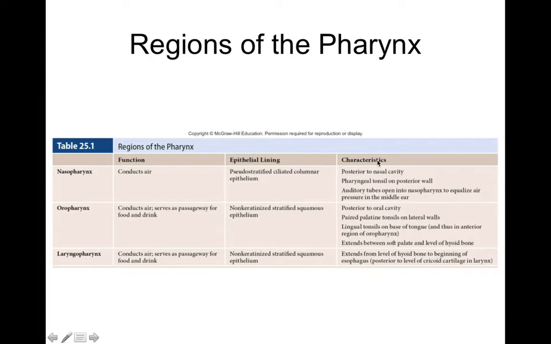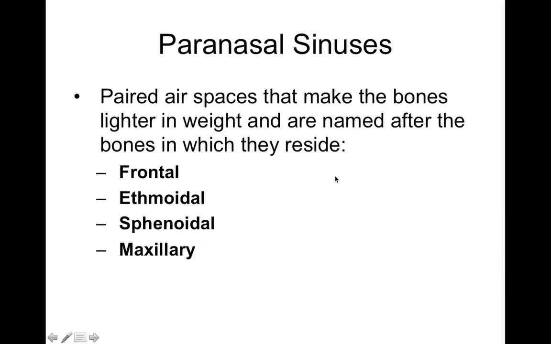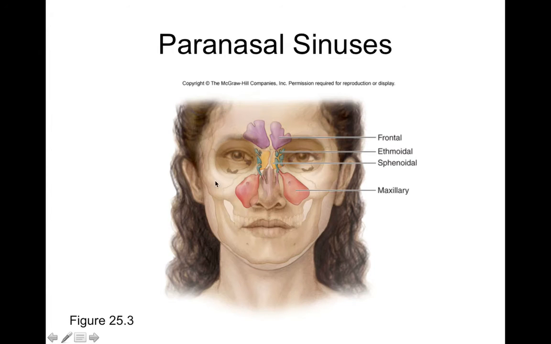And then this part of the table talks about what structures you find in each of these zones, which we already mentioned. Now, the paranasal sinuses include your frontal, ethmoidal, sphenoidal, and maxillary sinuses. What this slide is showing is basically as if you could see deep into the bone. This is what those sinuses would look like.